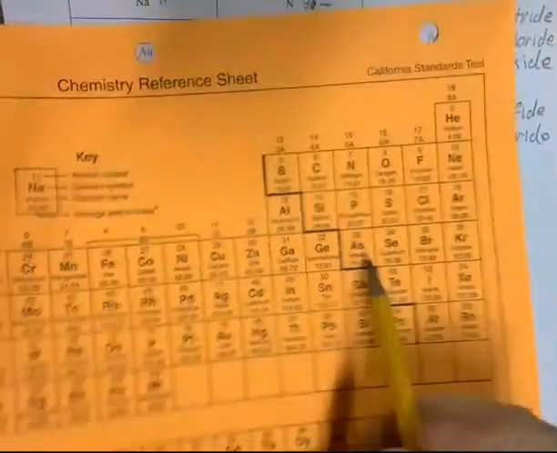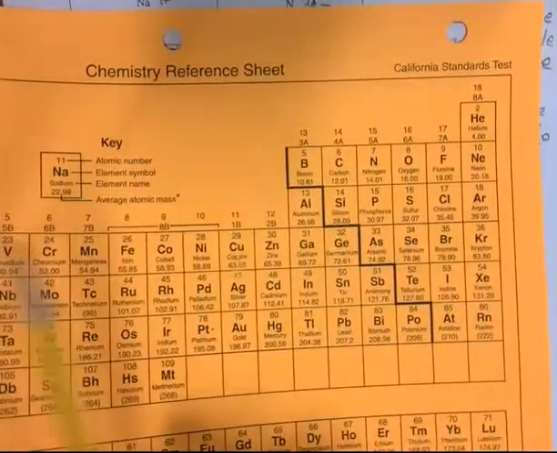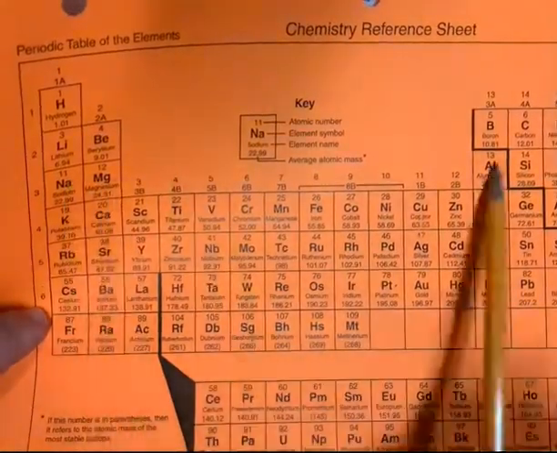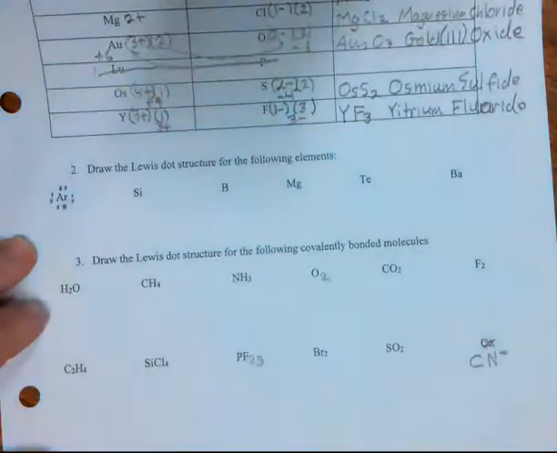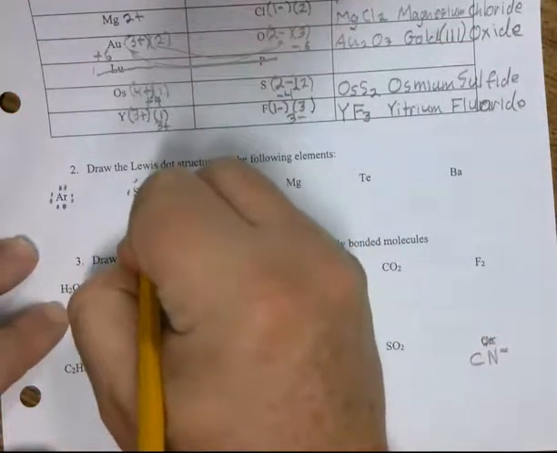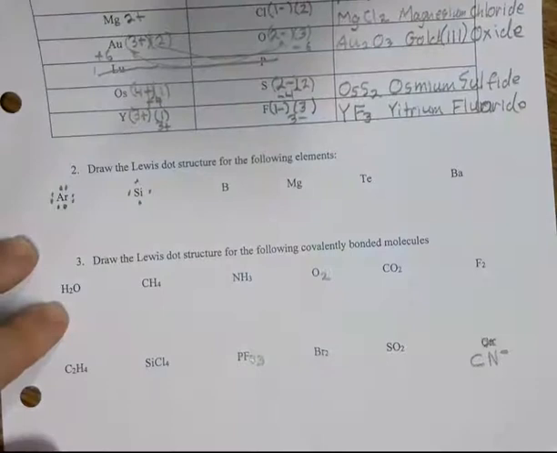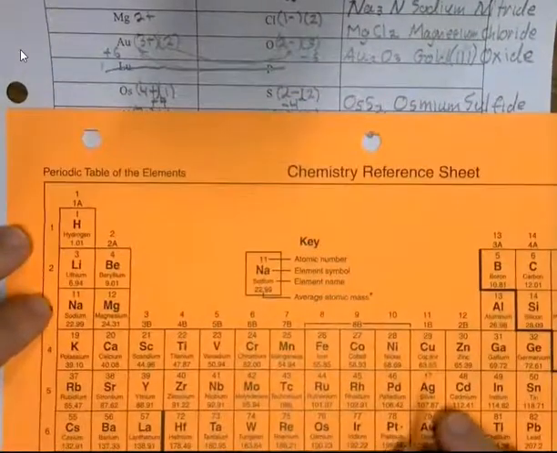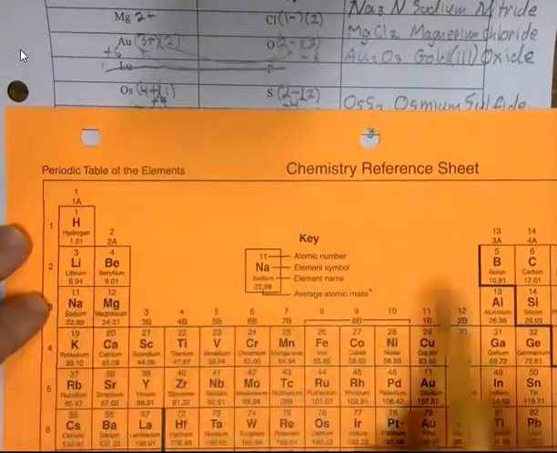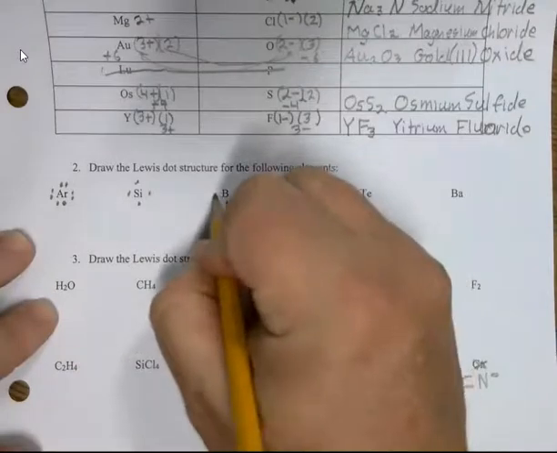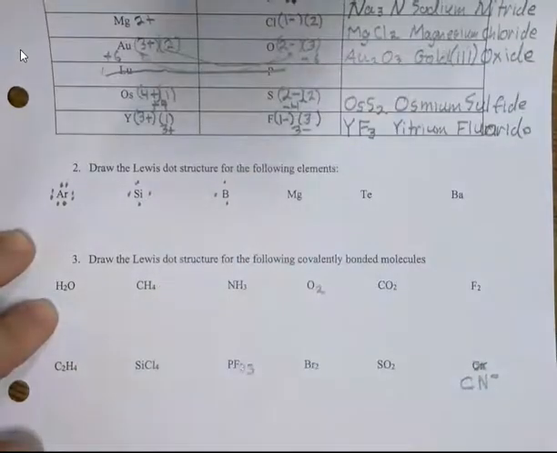Silicon, right here. It's got, count from the left. It has 1, 2, 3, 4 positions over. So it has 4. So you simply start 1, 2, 3, 4. All right, boron. Right here is 3rd from the left. 1, 2, 3. 3rd from the left in the 2nd row. So it's simply 1, 2, 3.